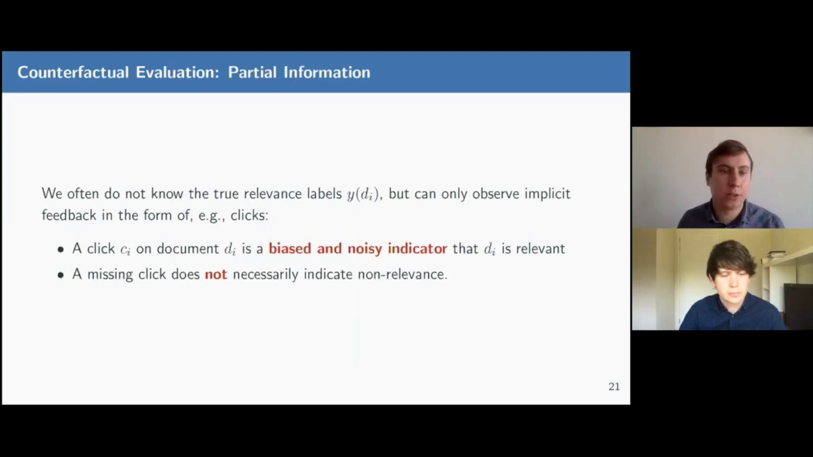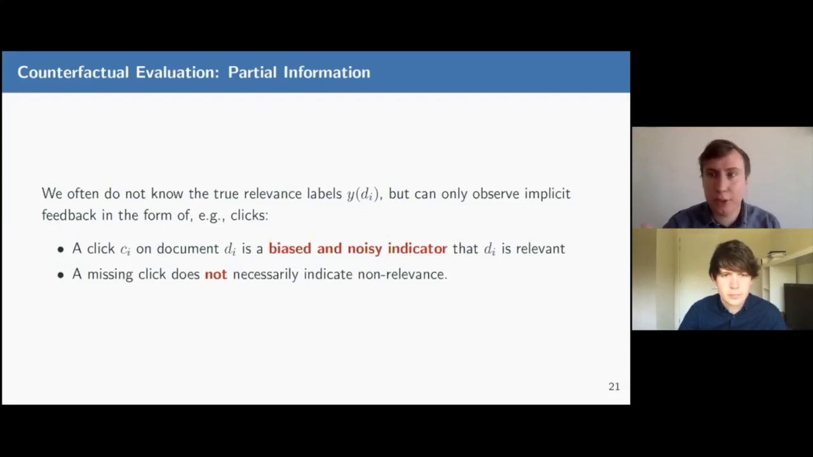So in practice, we often don't know the true relevance labels y, right? And as we have seen before, there's limitations to these annotated data sets. But what we can do is observe implicit feedback, usually in the form of clicks. So what we have there is a click, we'll indicate that with c_i, on a particular document, d_i, and a click is typically a biased and noisy indicator that document d_i is relevant. And importantly, if a click is missing, that does not necessarily indicate that that document was not relevant.